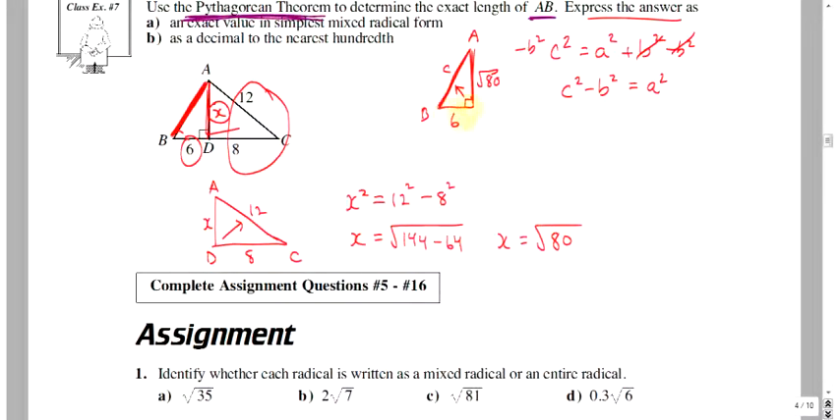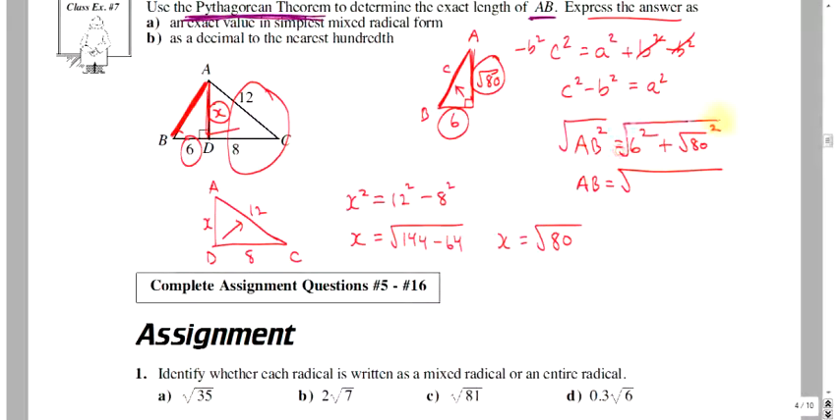This is 6. And AB, that's C squared. AB squared is little a squared, 6 squared, plus root 80 squared. That's going to help me solve the distance of AB. So how do I get AB just by itself? By taking the square root of all this stuff. Remember, whatever you do to one side, you do to the other side.